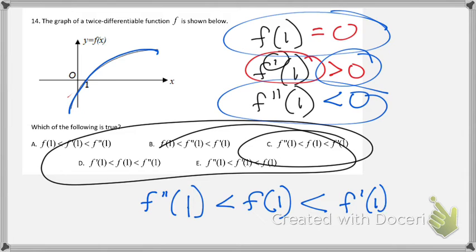Okay, it's really just a matter of comparing. Again, this would be height at 1. This is the slope at 1. And this is the concavity at 1. Okay, hope that helped. Moving on to number 15, which is another calculator problem. I'm not going to do a great job of explaining that without it.